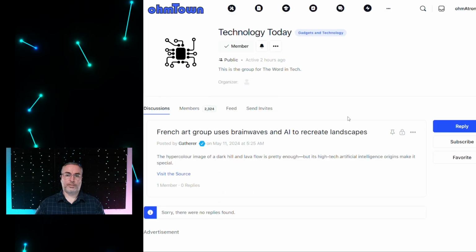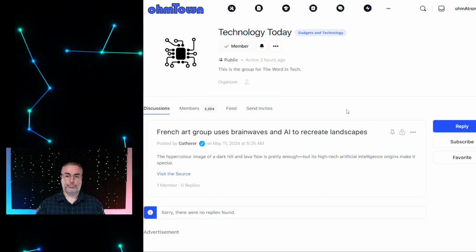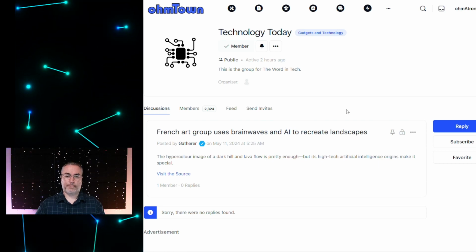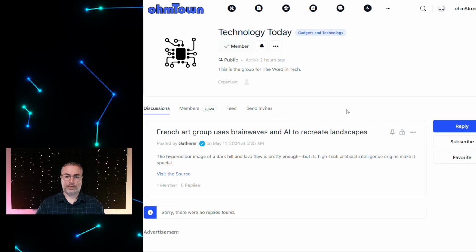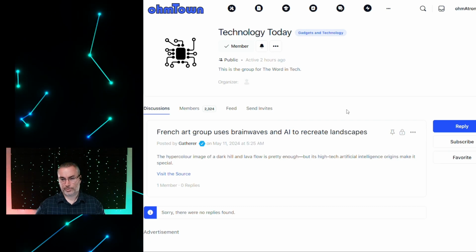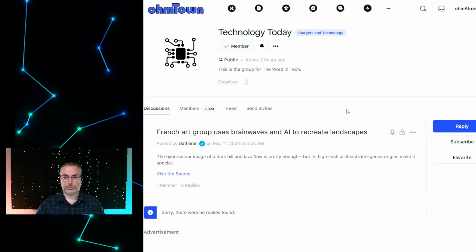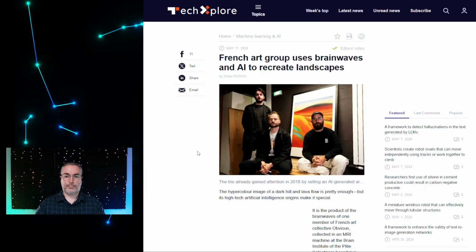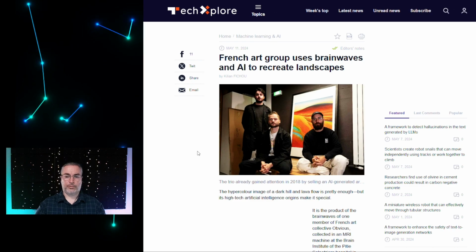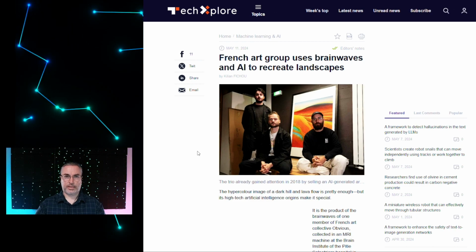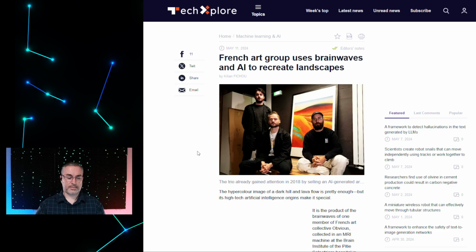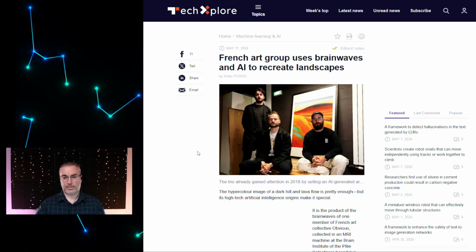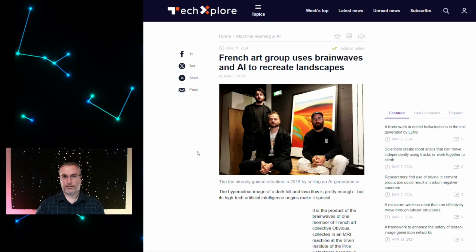The next article is over in Technology Today. French art group uses brainwaves and AI to recreate landscapes. This is pretty cool. A hypercolor image of a dark hill and lava flow is pretty enough, but its high-tech artificial intelligence origins make it special. Look at that. Once again, AI empowering people to be creative. That's what I think it's best at, at least until, like the AI suggested, it's niche, highly focused.